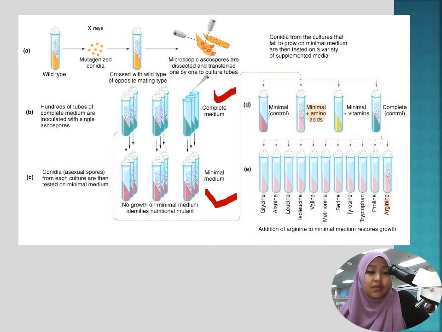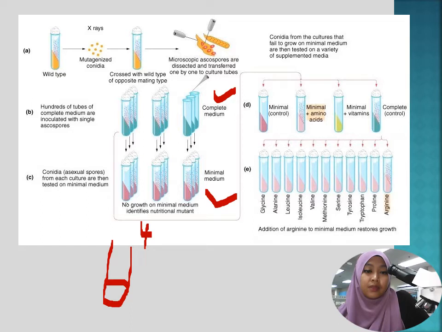So here, if the ascospore or the seed is a mutant, meaning that a certain amino acid cannot be produced in that particular plant, they fail to germinate and fail to grow. So at the minimum medium they cannot grow. For example, in test tube number 4, when you put the mycelium in the minimum medium, it fails to grow. We know that seed number 4 is the mutant.